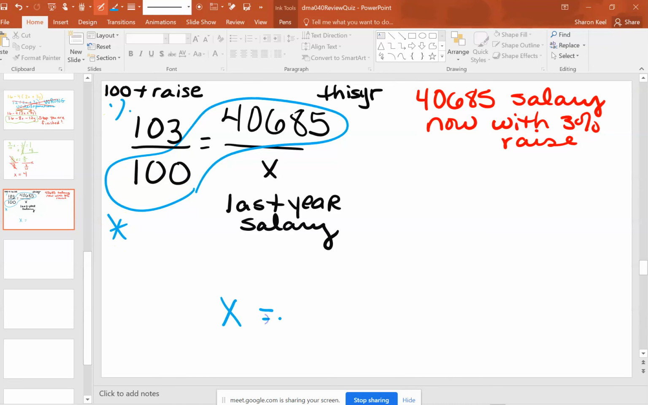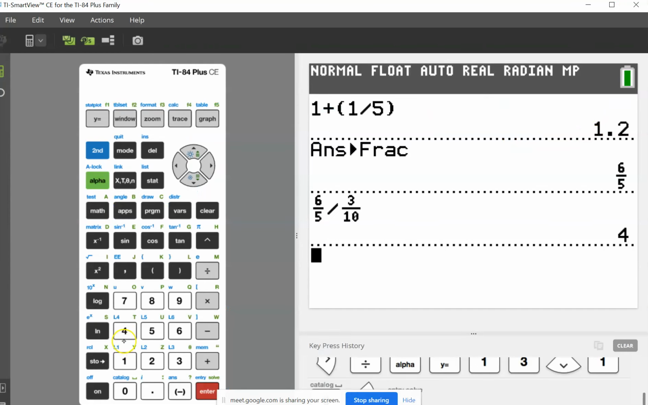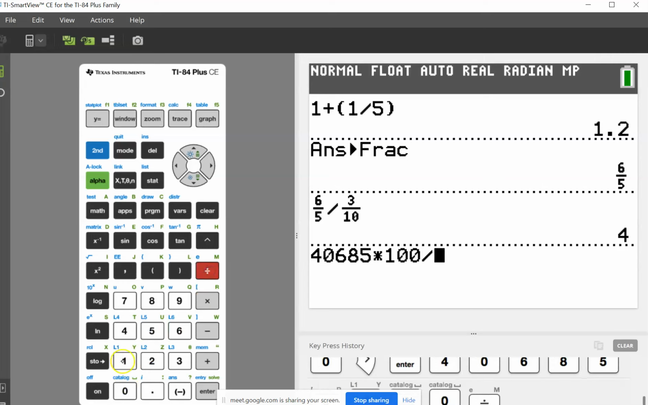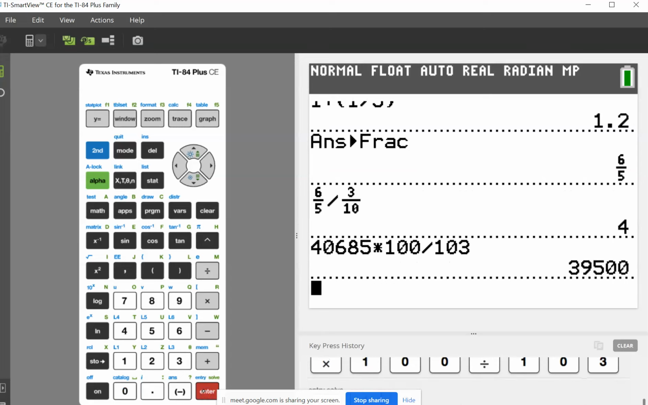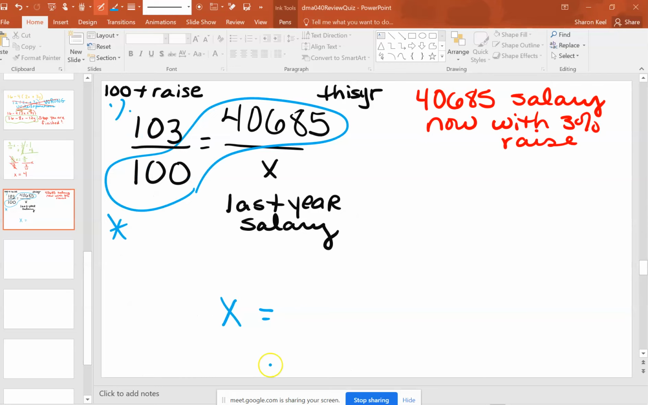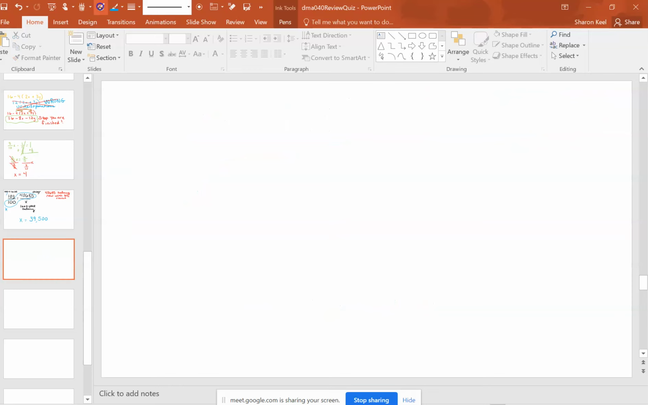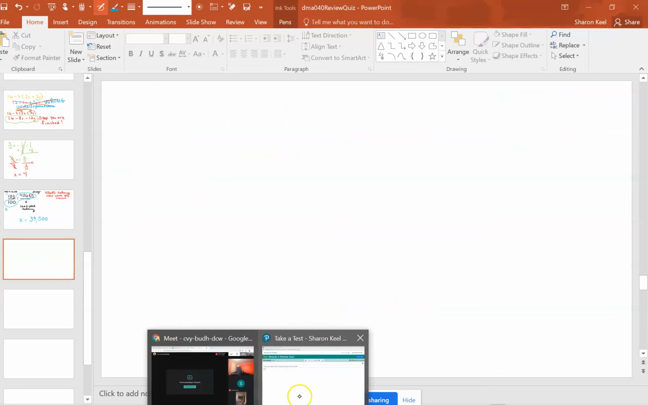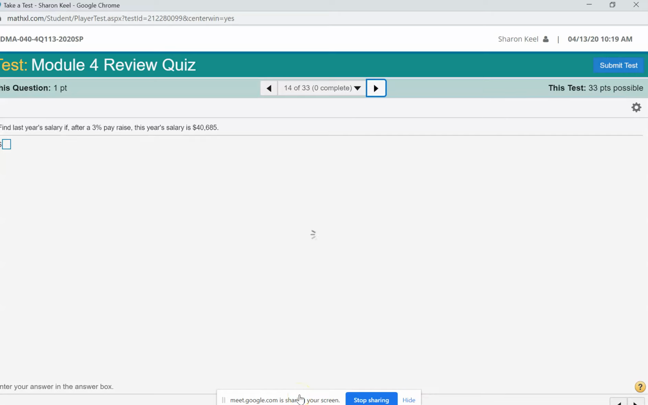So the salary is going to be 40,685 times 100 divided by 103, and last year's salary was $39,500. Okay, so always look and see if there's a possibility to turn that problem into a proportion, because oftentimes that's very possible with this test.